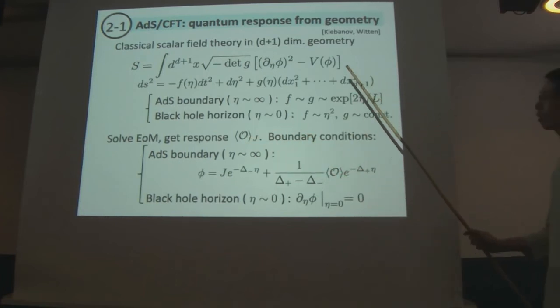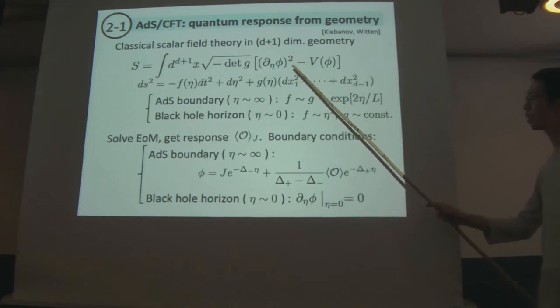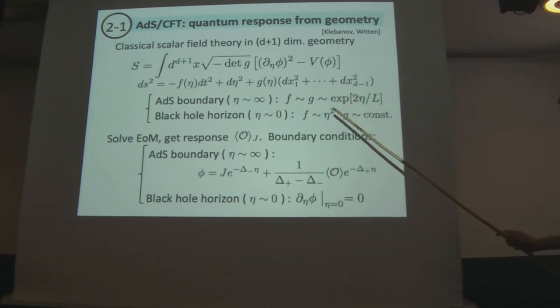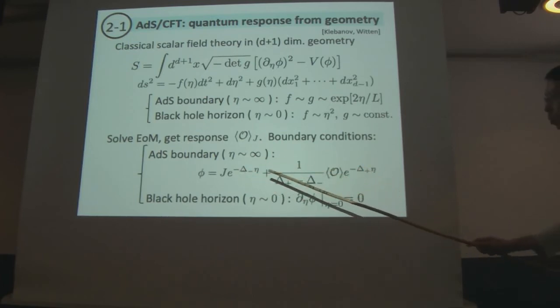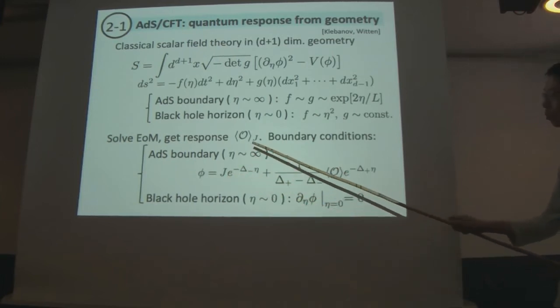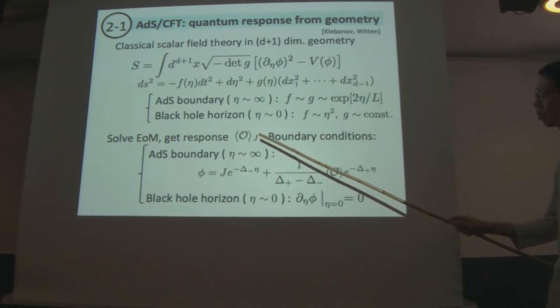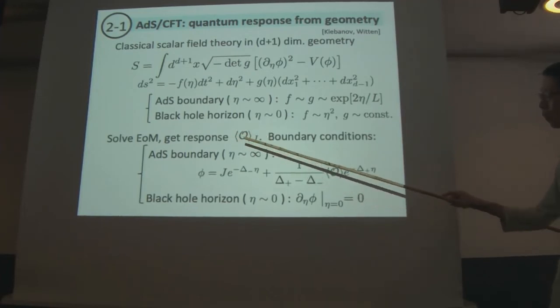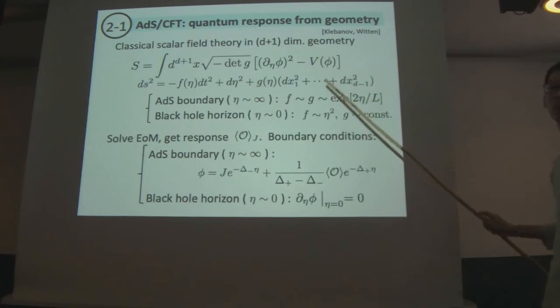This is a second order differential equation, but it should also satisfy this black hole boundary condition. If you assume this black hole boundary condition, then at eta equal to 0, these two modes are related to each other. So this O is given by a function of J. In this way, the nonlinear response function for a given source J, what is the vacuum expectation value of O, is given by the solution of this system. So this is the summary of Klebanov-Witten.